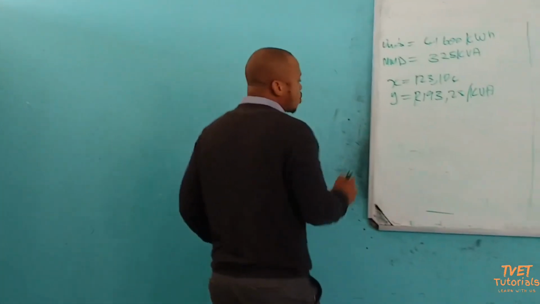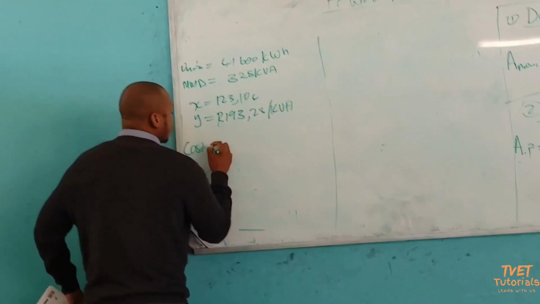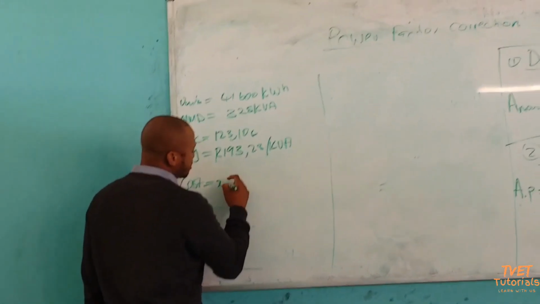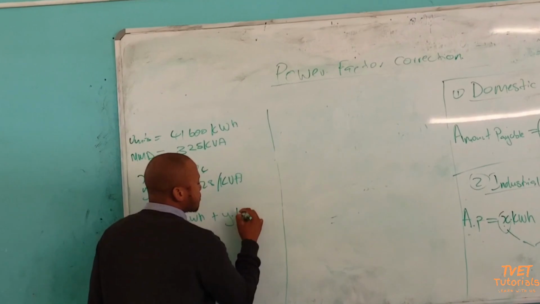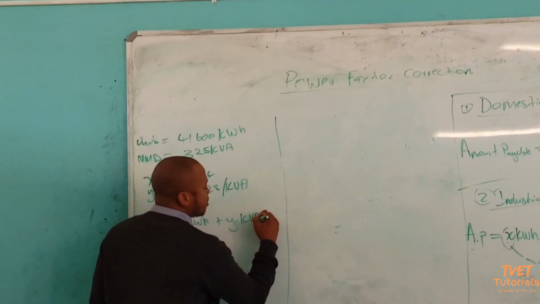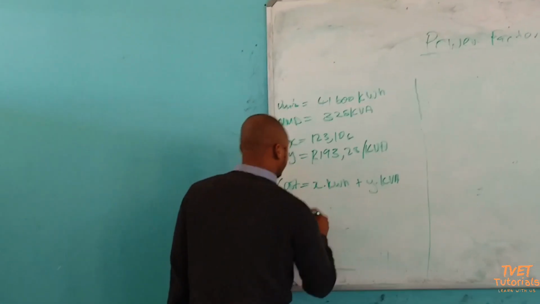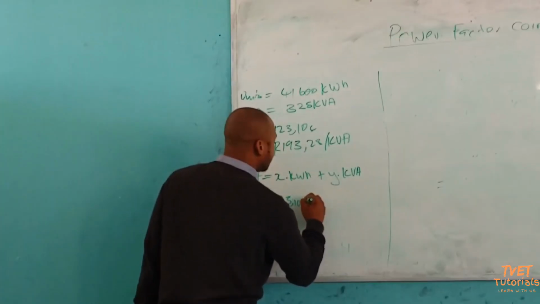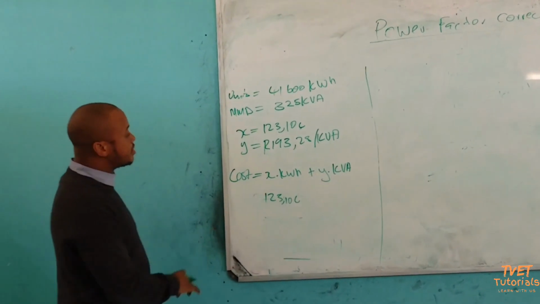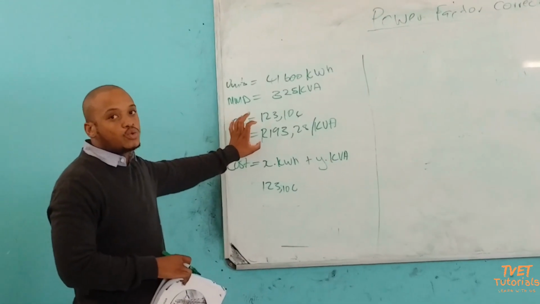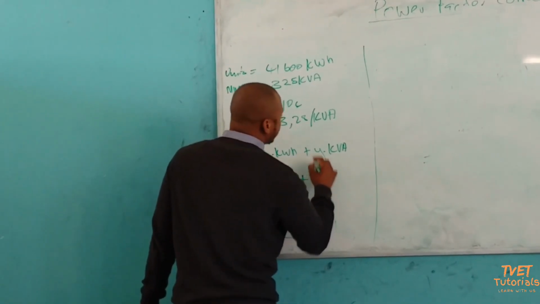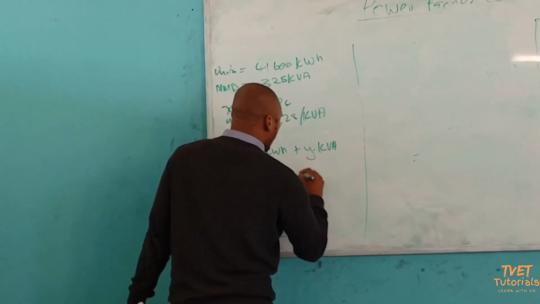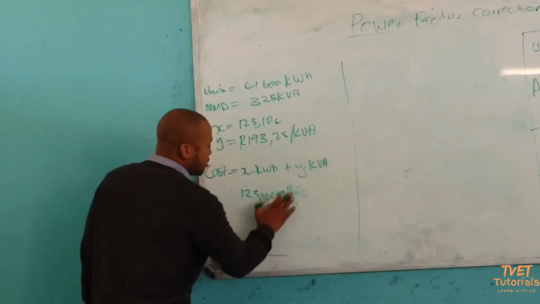And if I look at the cost equation for industries, cost is always equal to X multiplied by the kilowatt hours, plus Y multiplied by the kVA. So what is the substitution? X is 123.10 cents. Please make sure that you convert so that you work with rands. You must work with one unit, because if you add cents and rands, your answer might be very wrong. Plus, Y is given in rands, and X is given in cents.